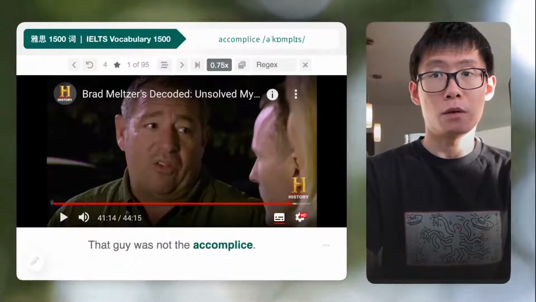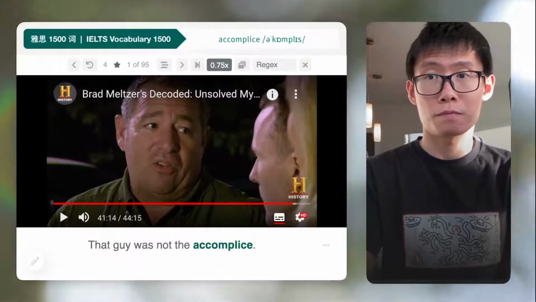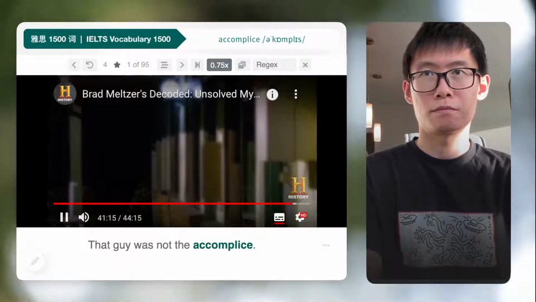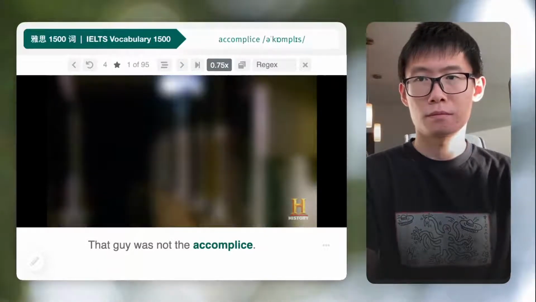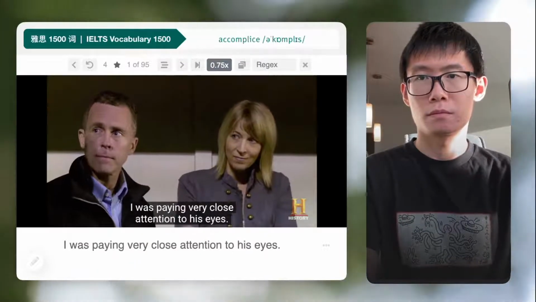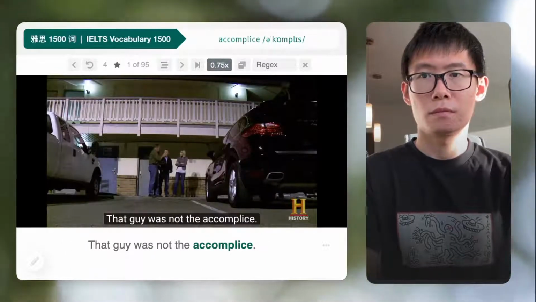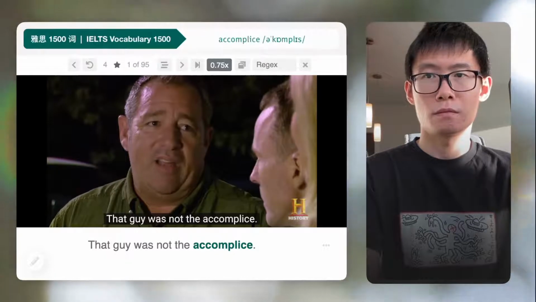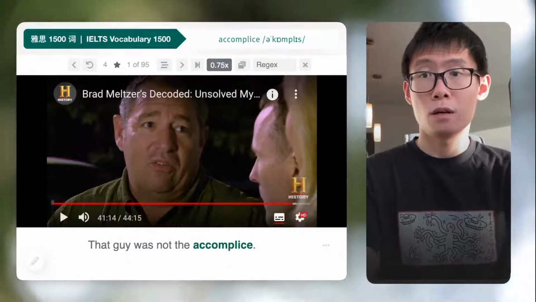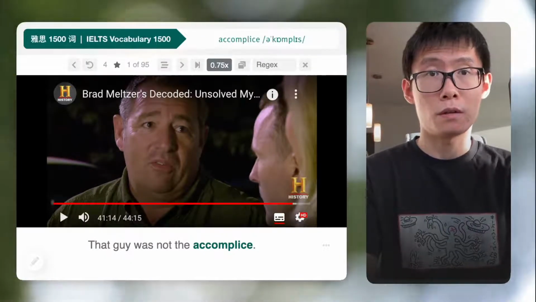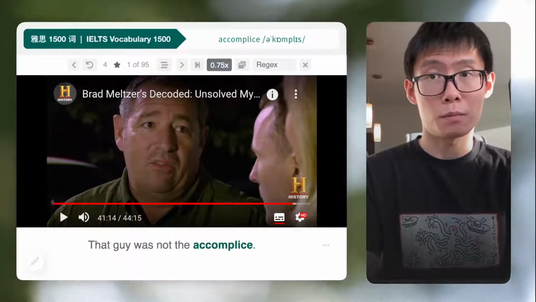Let's see accomplices in TV shows. I was paying very close attention to his eyes. Right. That guy was not the accomplice. He was not the person who's committing the same crime.